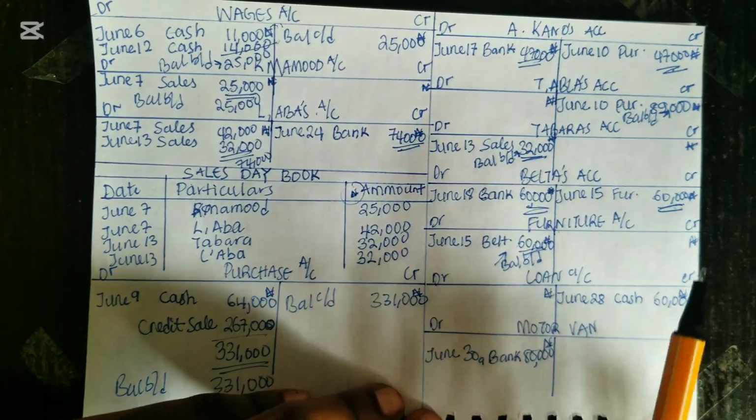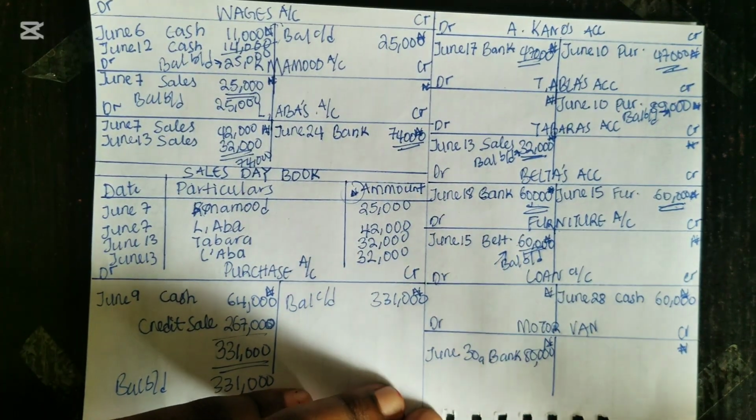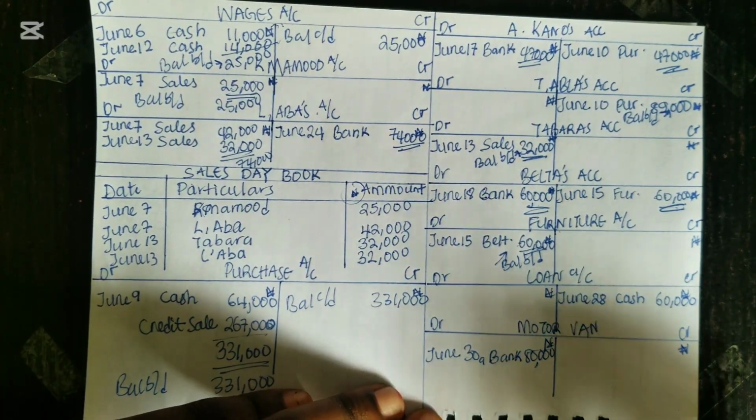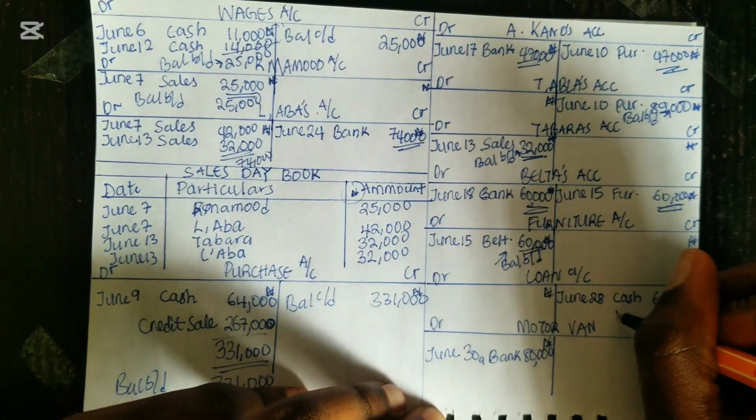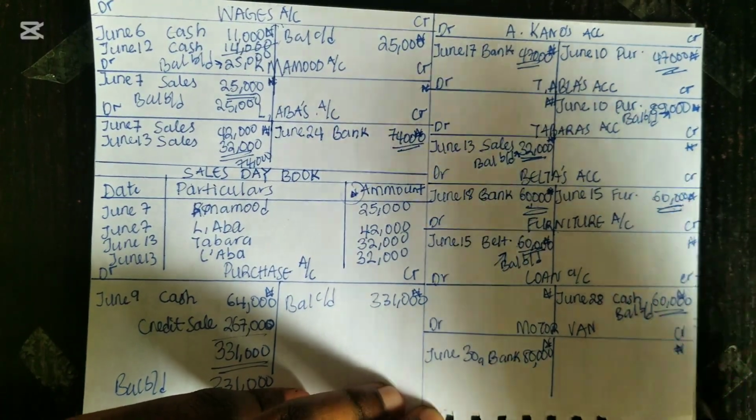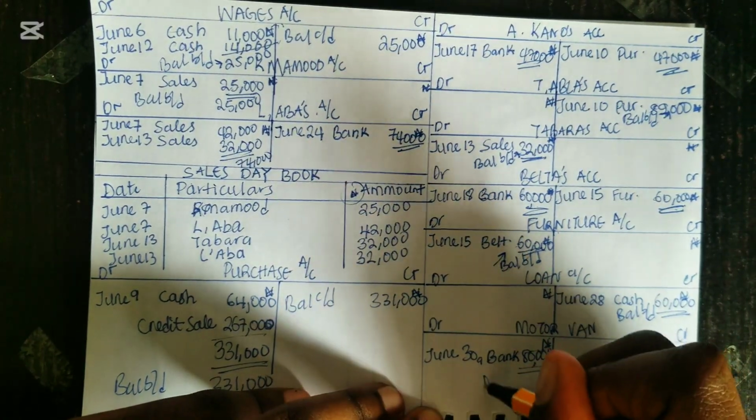Furniture's accounts, because of space, this is already our balance brought down. I'm not saying you should not do this in the exam that you've seen because of space. You will have enough space. For loan, this is already our balance brought down. Motor van, this is already our balance brought down.